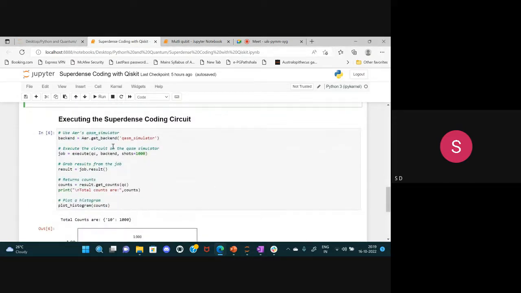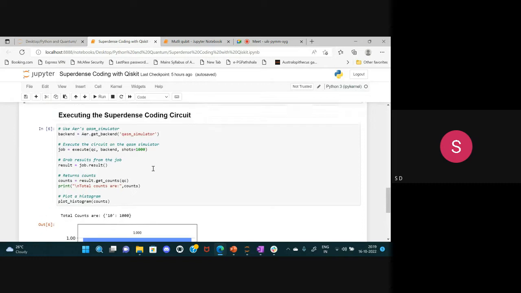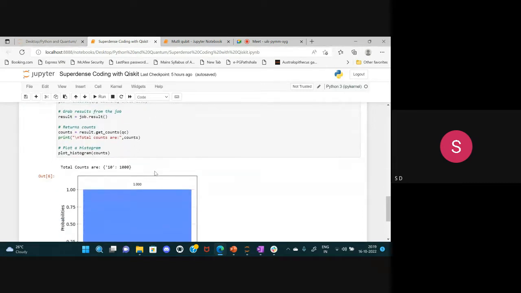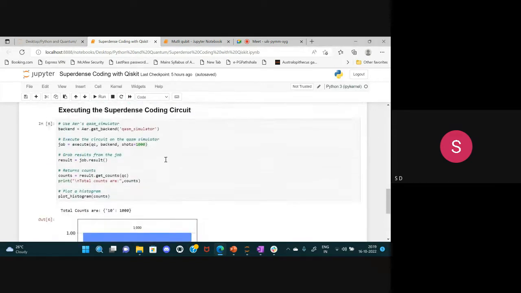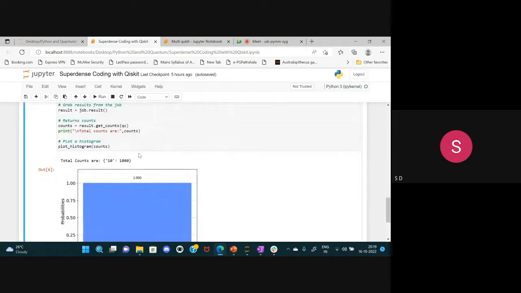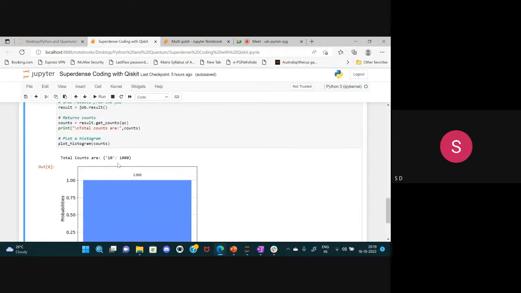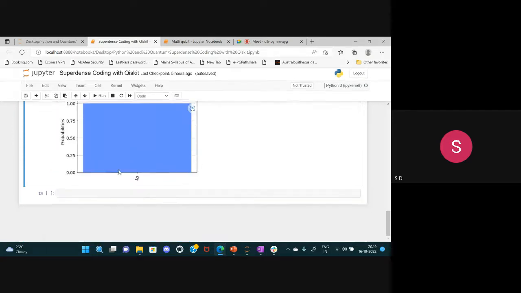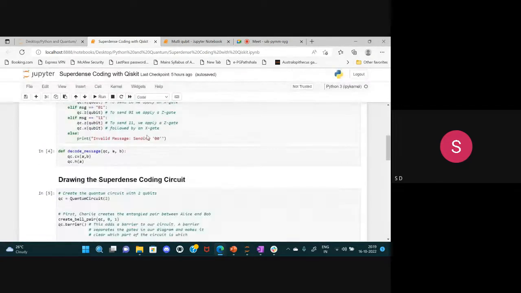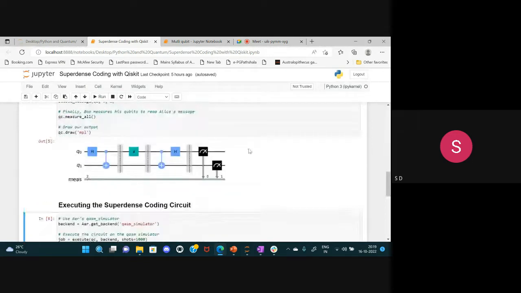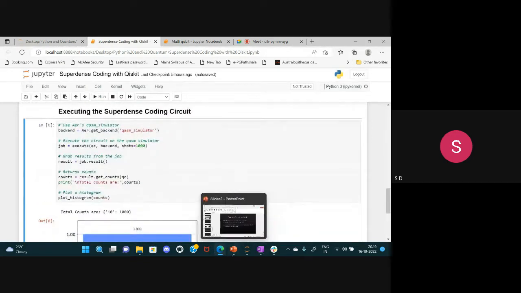We have to run it for 1,000 times. We are using Qiskit's QASM simulator. So after decoding, after running this QASM simulator, we will get the output as 10. After running 1,000 times also, we are getting 10 as the output. So yes, that's all about superdense coding.